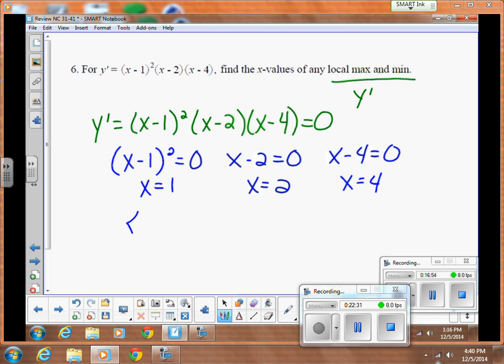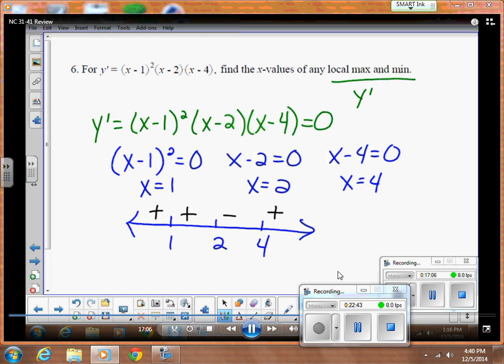So I have 3 different critical numbers. I have x equals 1, x equals 2, and x equals 4. So I need to set them up in a number line so that we can determine local max and min. I'm going through it pretty quick, I know, sorry guys, but how do I test values? Pick something less than 1, so I could pick 0.